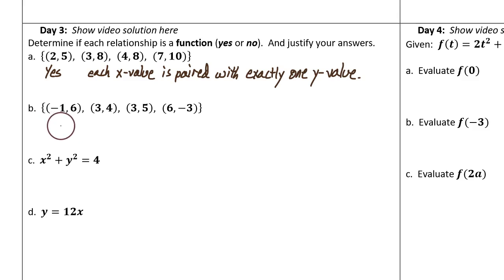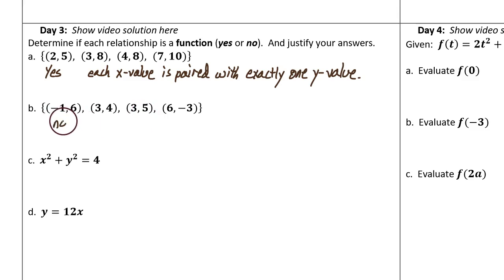Now the next one's going to help us make more sense of that definition. Again, we have a relationship. It has 4 ordered pairs in it. When x is -1, the y value paired with it is 6. When x is 3, the y value is 4. But here when x is 3, the y value is 5.